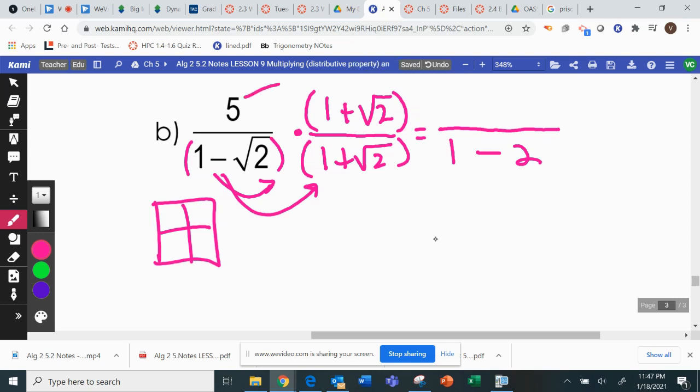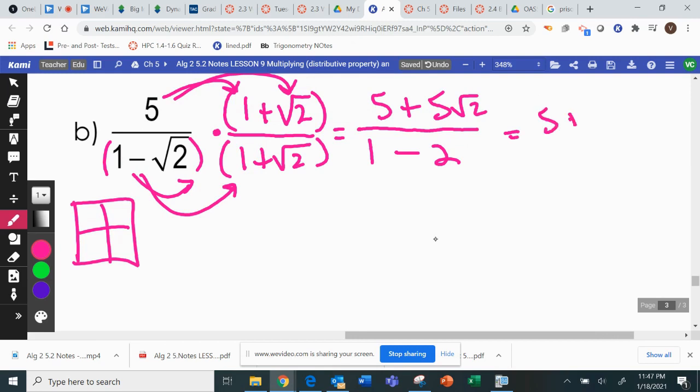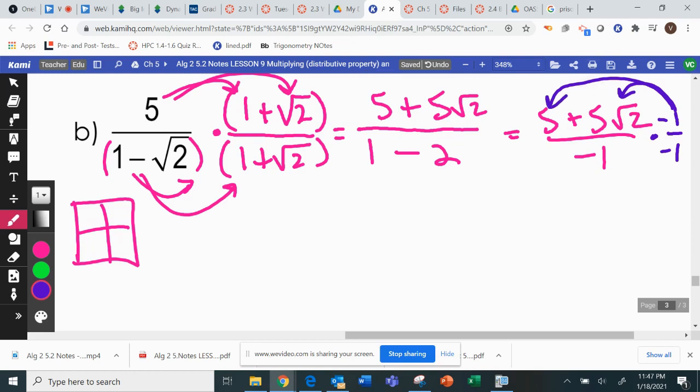On top, I am distributing that, so 5 plus 5 square root 2. So I'm going to simplify that, and I get 5 plus 5 square root 2 over negative 1. So we can't leave a negative 1 in the denominator, so I will go ahead and multiply negative 1 over negative 1. That is another value of 1 that I need to distribute. And so I'll get negative 5 minus 5 square root 2 over 1. So I'm not even going to write it because it's over 1.